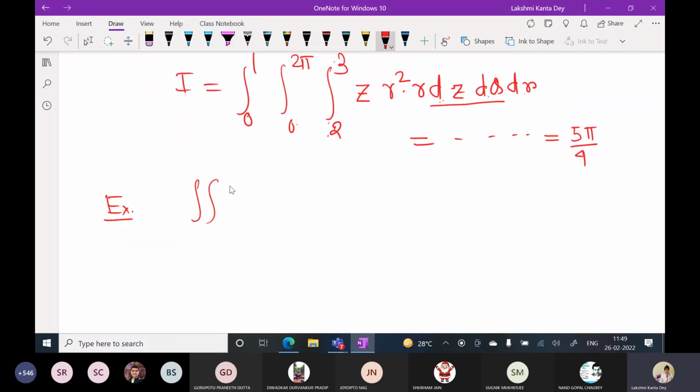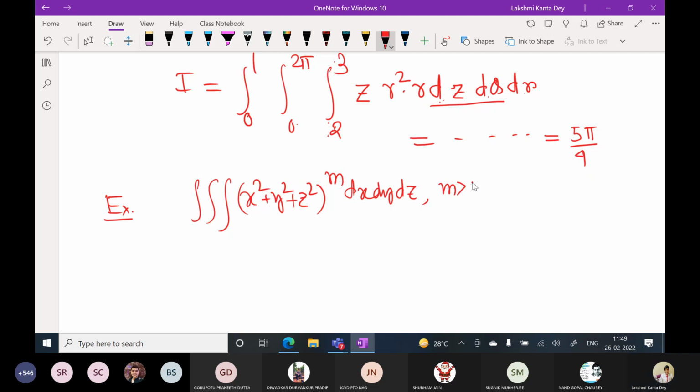If I give this type of thing, (x² + y² + z²)^m dx dy dz, where m is positive, over the region V, which is basically the unit sphere, the set of (x, y, z) such that x² + y² + z² ≤ 1. Here m is not necessarily a positive integer, it is a positive number.